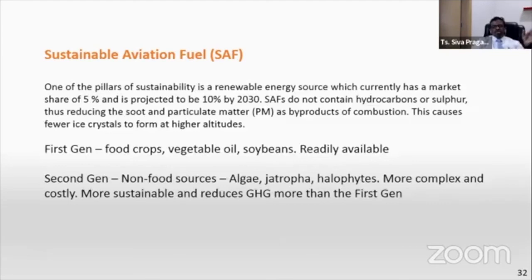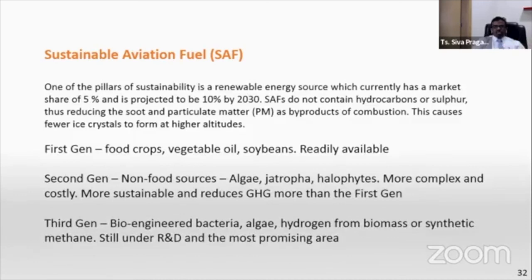Now, second generation is non-food sources, right? What we can grow, for example, algae, jatropha, halophytes. These are more complex and costly, and also they are more sustainable than food crops, of course, right? And it reduces the GHG more than the first generation, because it uses less landmass. And the third generation is bioengineered bacteria, algae, and hydrogen from the biomass.